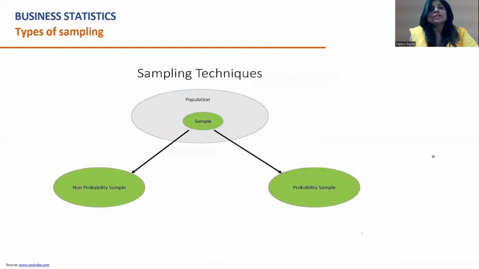Now, these are the 2 techniques of sampling. See, population and then sample. Sample is a subset of the population. Sample can be equal to the population if our population is small. There are 2 techniques of sampling, non-probability sample and probability sample.